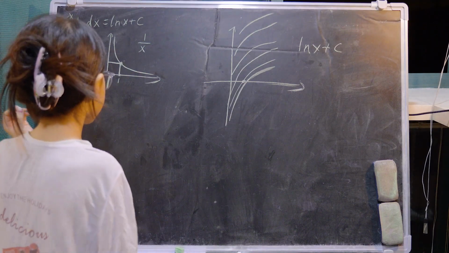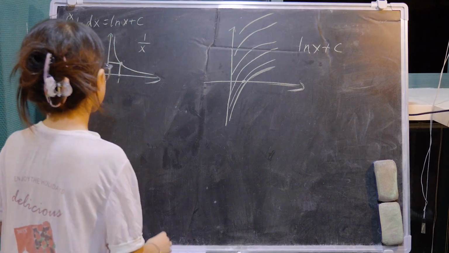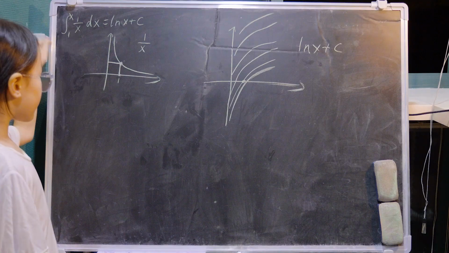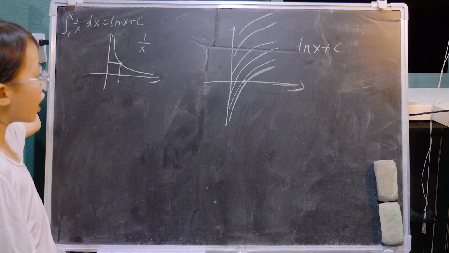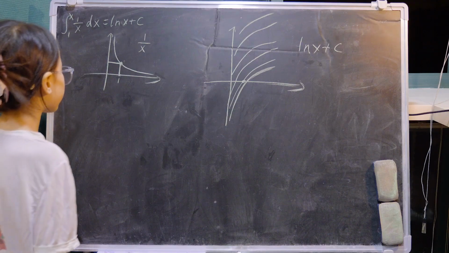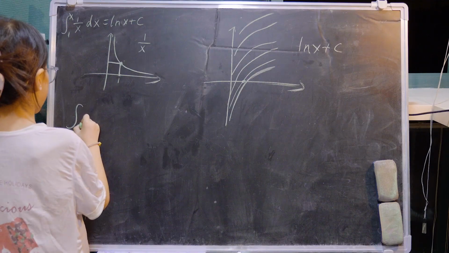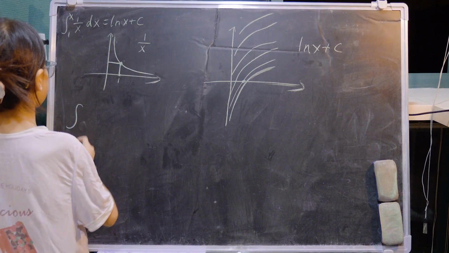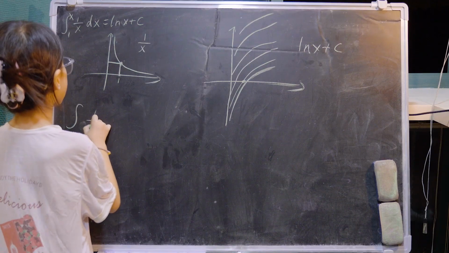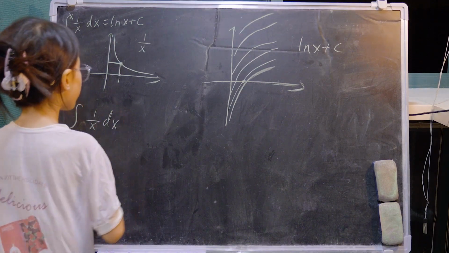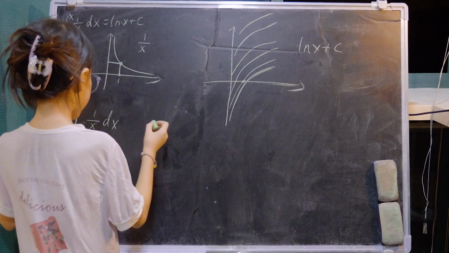Now we need to prove this antiderivative algebraically. First, the integral of 1 over x dx, and we can substitute.